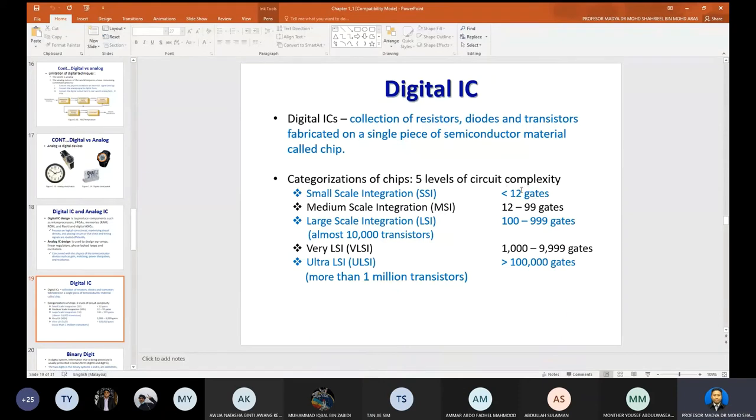That means if less than 12 gates, we call it small scale integration. If from 12 to 99, we call it medium scale integration. So our topic, our syllabus, will cover until medium scale integration. That means from 12 to 99 gates, maybe around 20 or 15 gates. And then you can see very large scale integration, until 9,000 something. And for ultra large, it is more than 100,000 gates. Okay, these are the different levels of circuit complexity. So in our syllabus, we just cover until medium scale integration. That means our components are maximum less than 99 gates.